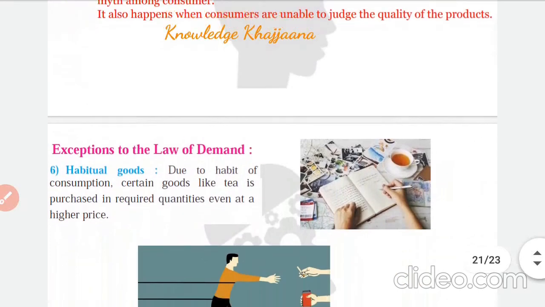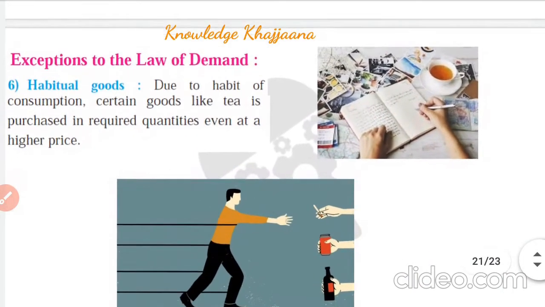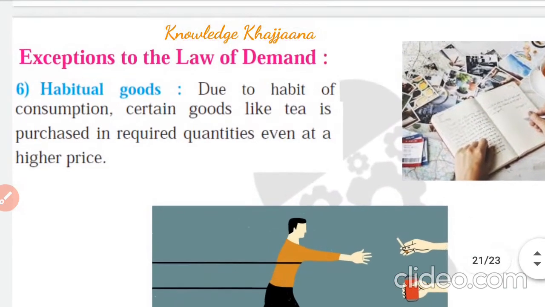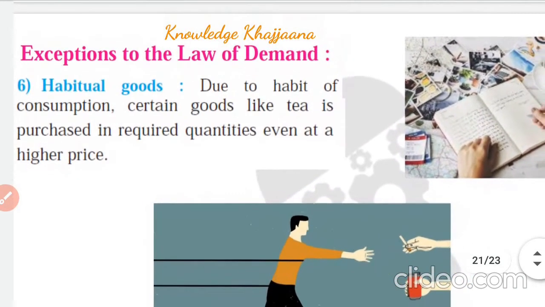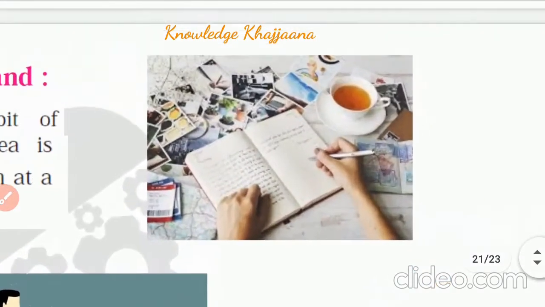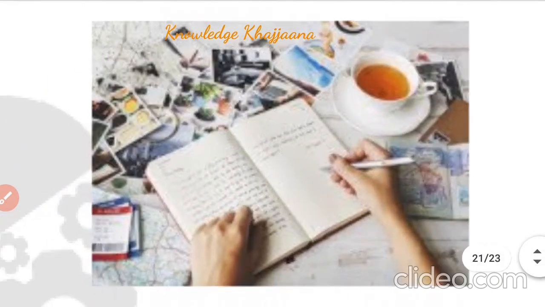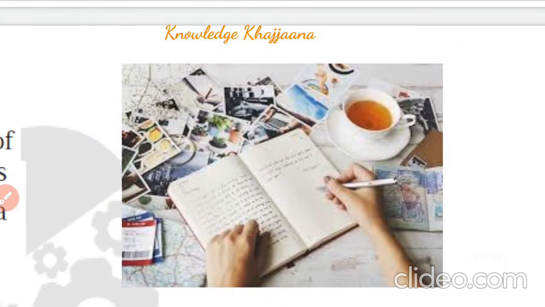And the last exception is habitual goods. What is meant by habitual? The goods which we use as a habit. Due to the habit of consumption, certain goods like tea are purchased in required quantities even at a higher price. The people or students who have the habit of drinking tea again and again while working or studying will consume it more despite the increase in the price of tea. They will demand tea more.